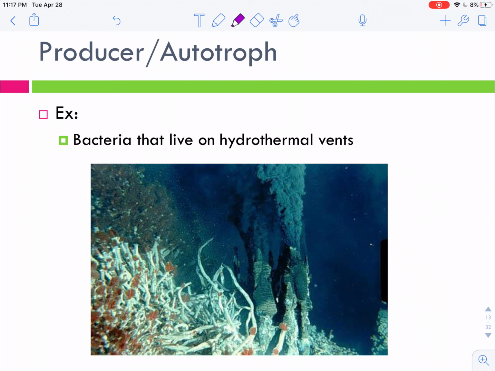At the bottom of the ocean, there are these things called hydrothermal vents. That's like a crack in the ocean floor. So lots of hot air and gas is coming out of the ocean floor. And on the edges of these vents, where all this hot air and gas is coming out, chemicals are coming out. So bacteria live right at that place, and they can use these chemicals in order to make their own food.